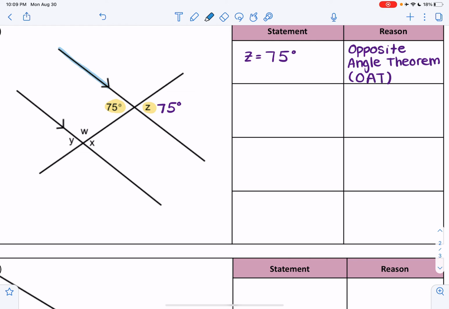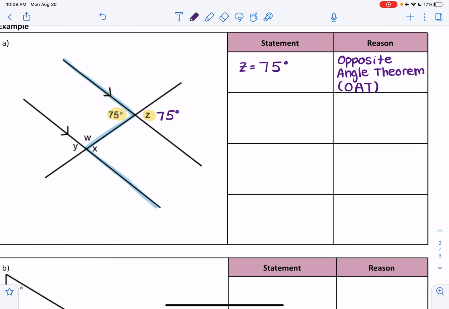I can see a Z pattern here with my x, because x and that 75 are what we call alternate angles. So these ones are alternate angles, so they have to be equal. That means that x is also 75 degrees. And we write out that we used our parallel line theorem and our Z pattern.